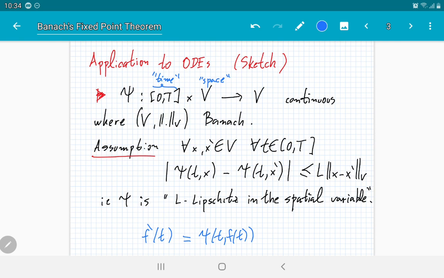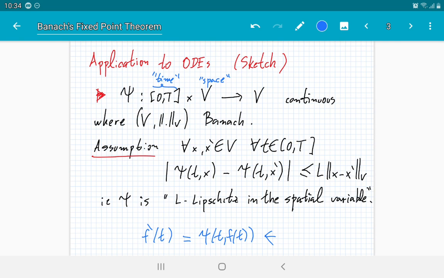Right, meaning that f, the solution that I'm looking for, records the trajectory of a particle moving around V, and t is the time variable. Okay, I'm going to assume this function psi is continuous. V is Banach, of course.